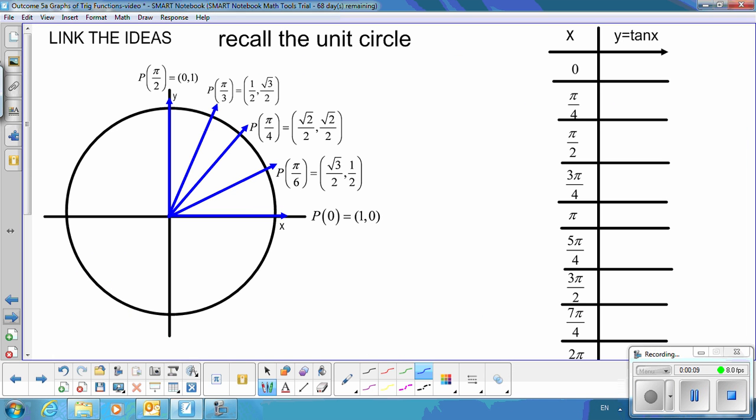Recall our unit circle. Remember that on our unit circle, this is our x and our y value, and that any point on the unit circle, the x value was equal to the cosine of that point, and the y value was the sine of that angle.